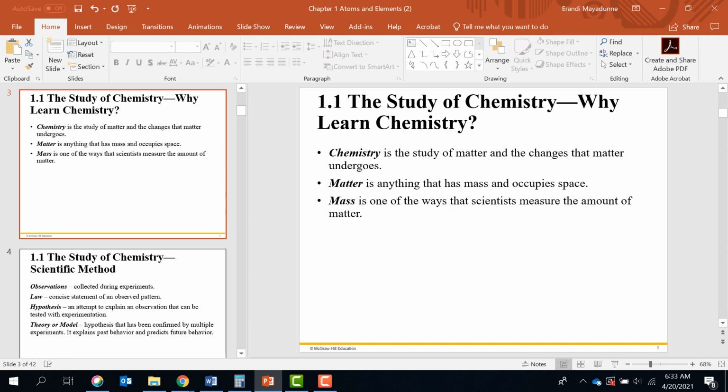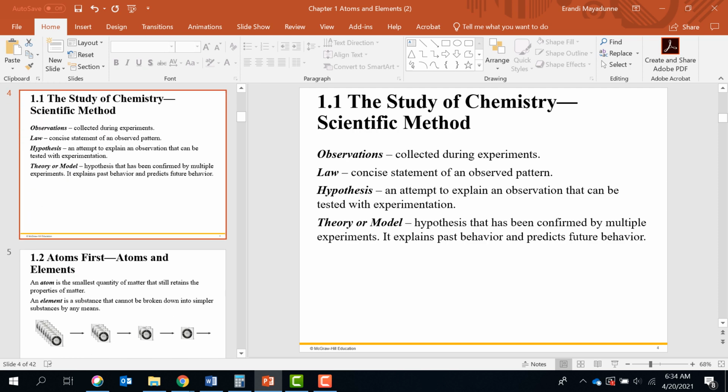So matter is anything you can see around you. It can be your computer, it can be your book, so anything. So anything that has mass and occupies space is matter. Mass is one of the ways scientists measure the amount.